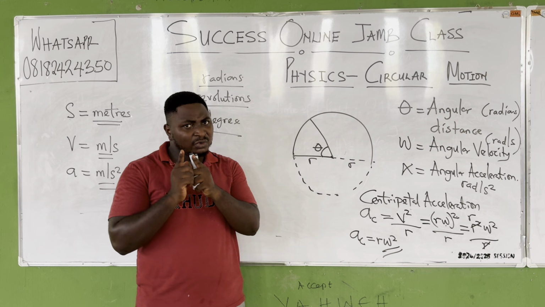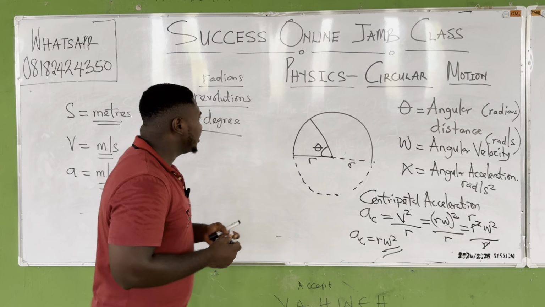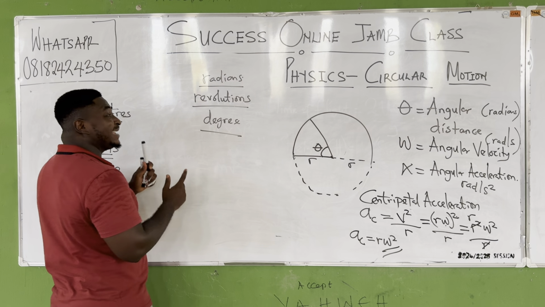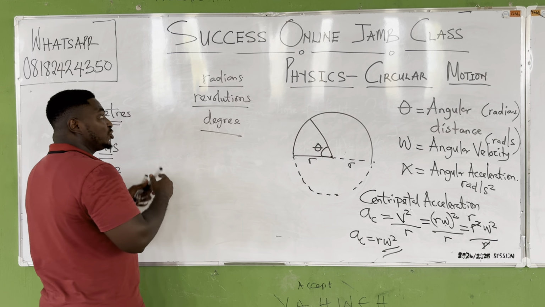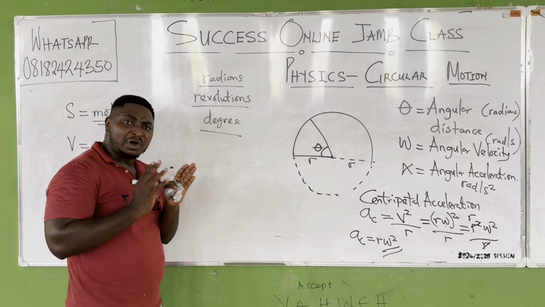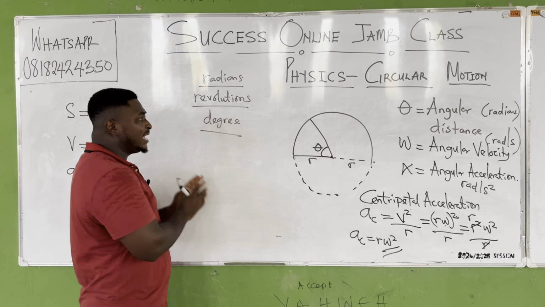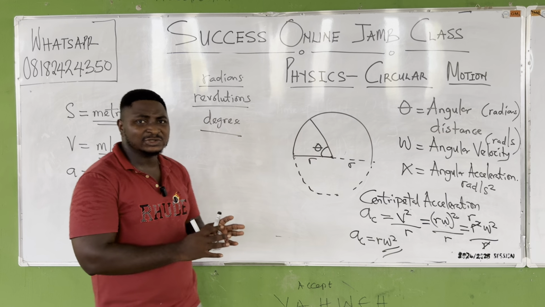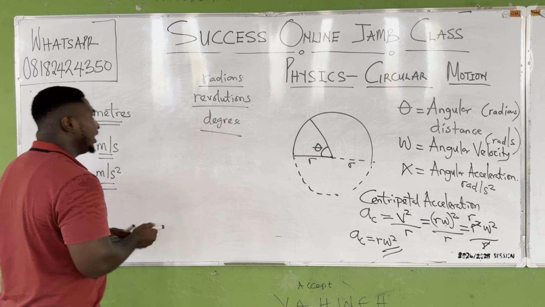Now, another thing that they could use to surprise you in the exam is that they could give you angular distance in revolutions and ask you to convert to radians. You could also be given your angular distance in degrees and asked to convert to radians. So I'm going to show you the conversion unit. How can you convert from radians to revolutions or from radians to degrees? How can you easily convert?